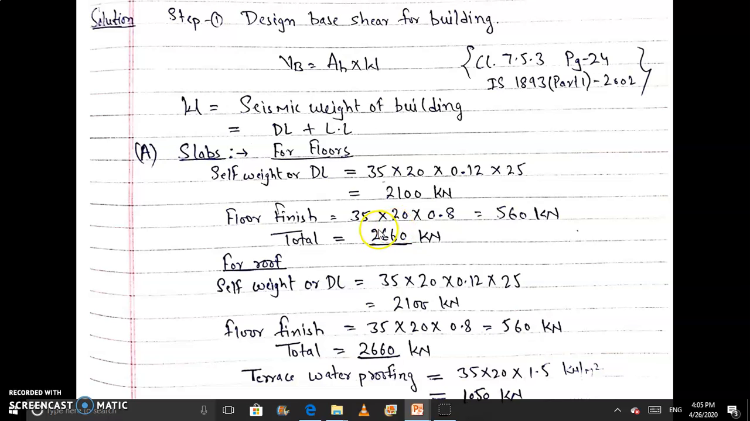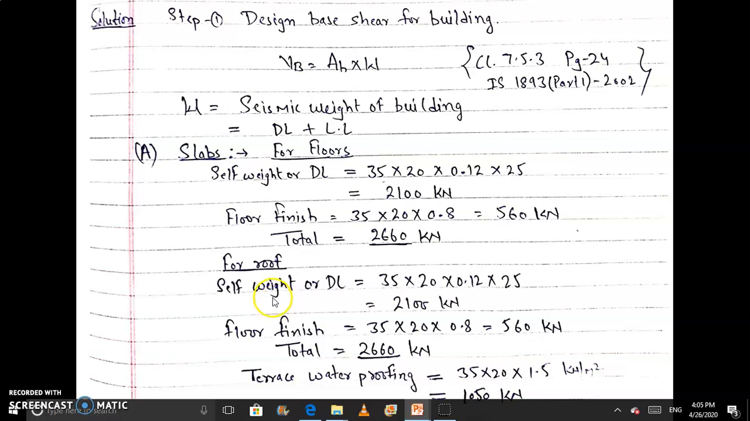That's why here we find floor finishing also. So floor finishing is in kilonewton per meter square. So this factor we have to multiply. So this is the area where we are doing floor finishing. So we multiply this and we get this is the answer. So after summation we get 2660 kilonewton as a dead load of a single floor. This is for a single floor.